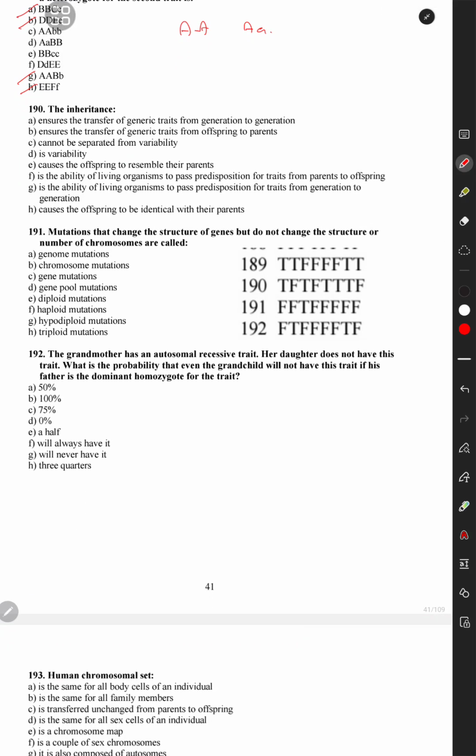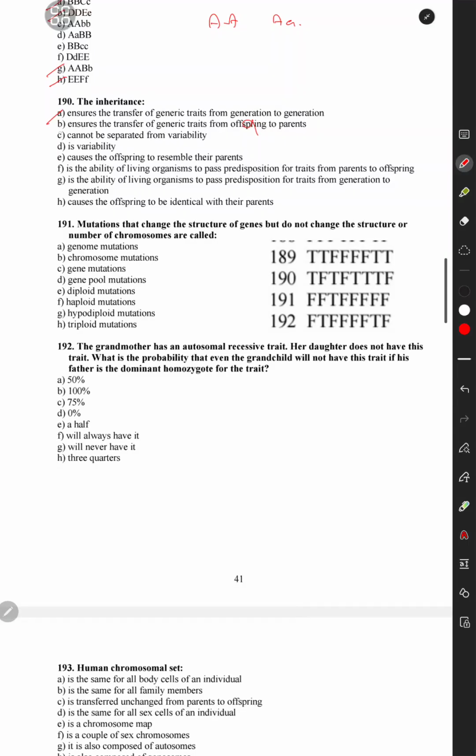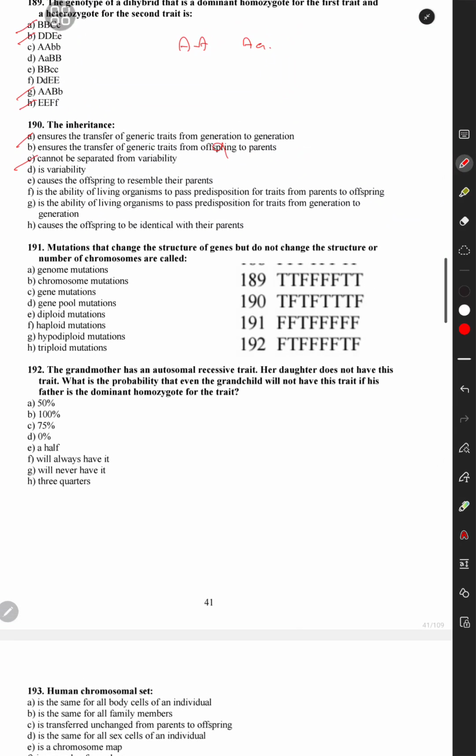Okay, the inheritance ensures the transfer of genetic traits from generation to generation. Ensures the transfer of genetic traits from offspring to parents. Cannot be separated from variability. Inheritance is variability. It is not variability. Inheritance वही हो सकती है. Causes the offspring to resemble their parents. Can be separated from variability.